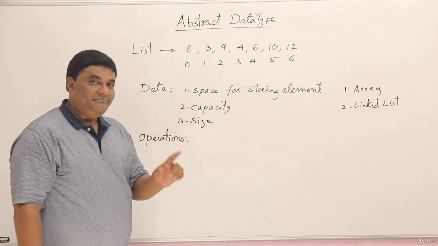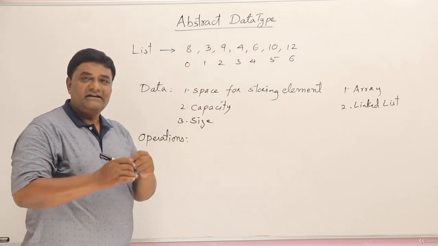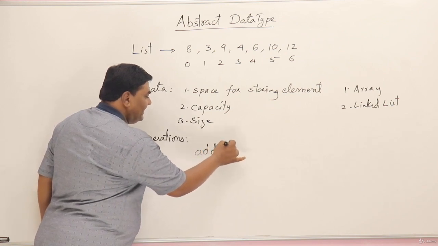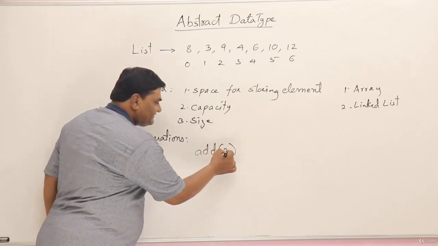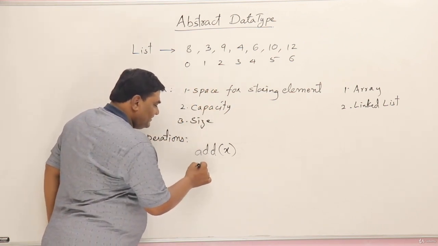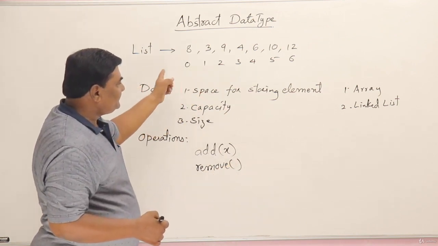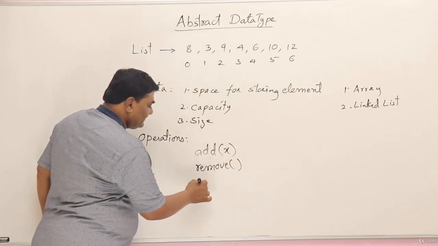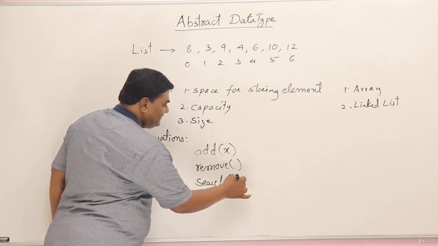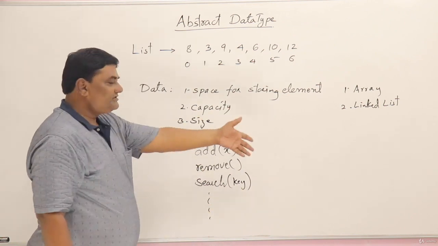So the operations that I may be performing on the list, in this set of elements, I can add more elements. So the operations that I can perform is add an element, that is X, or I may want to remove some element from this one. So remove an element, or I want to search for any particular element. So let us say it is search. I want to search for any key element, and so on. I'll be discussing all the operations afterwards.